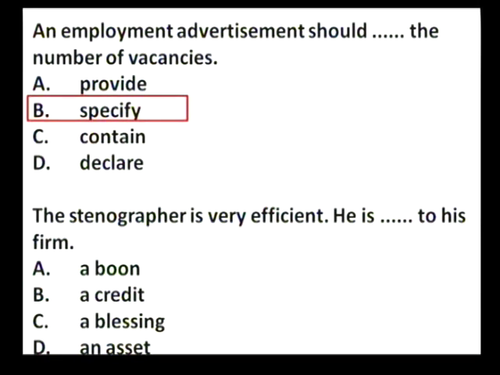The stenographer is very efficient. He is dash to his firm. He is a boon, a credit, a blessing, an asset. And the correct answer is an asset. Now please understand, when you are working in an organization, when you are bringing a lot of value for the organization, you also become an asset. Okay? The reason we call human resources human capital is because the companies are also investing in you. Capital means what? The building, the machinery, all this is capital, but you are also capital.